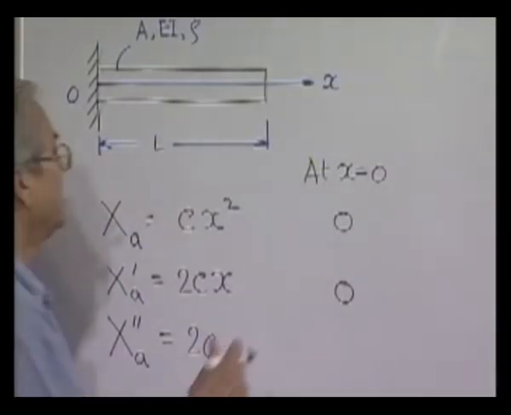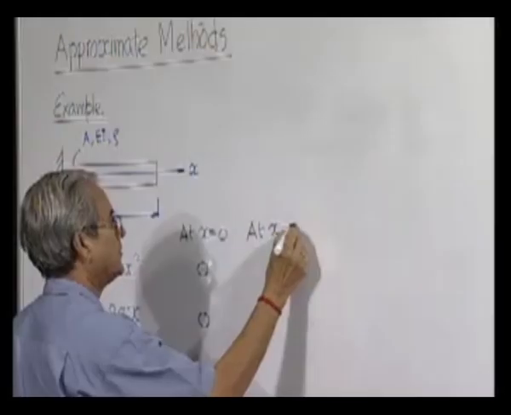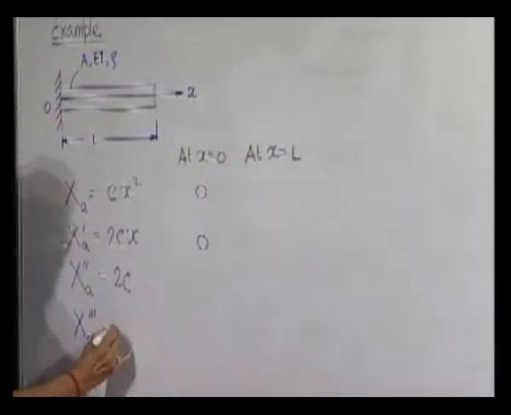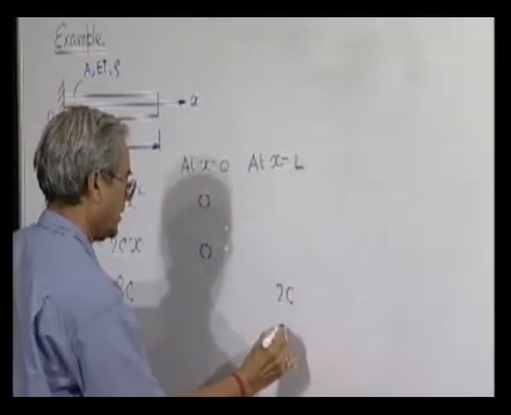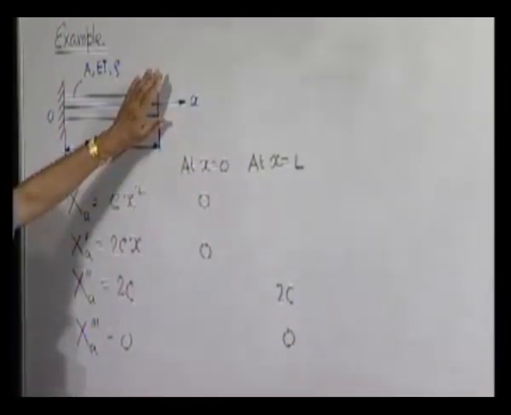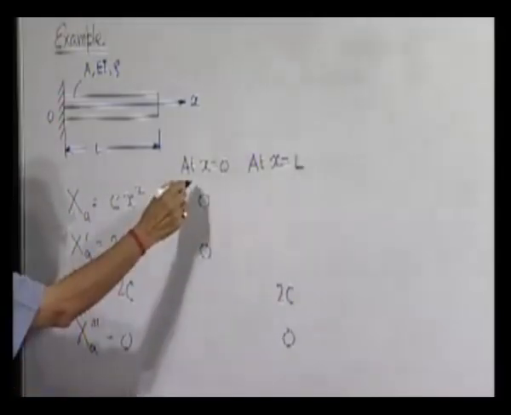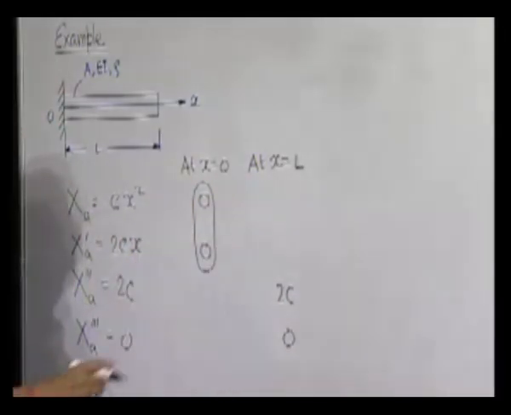At the free end, we are supposed to have this as 0, this is 2c, this is 0. But it should have been 0 because there is no moment acting here, but it is not satisfying this condition. But anyhow, it is satisfying the geometric boundary conditions, which are very important and they must always be satisfied.